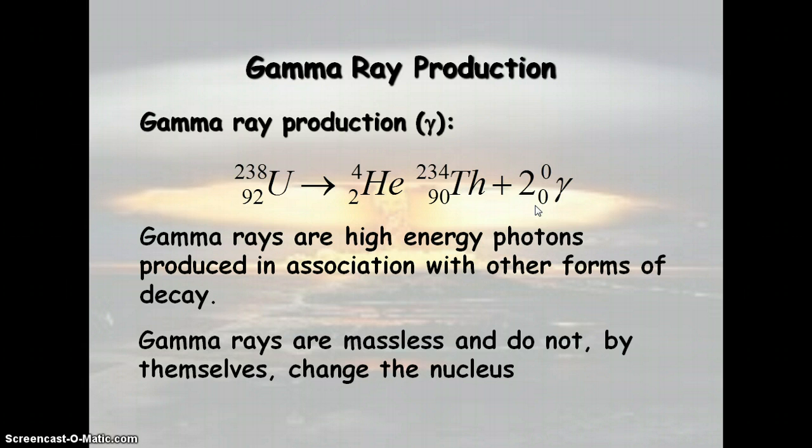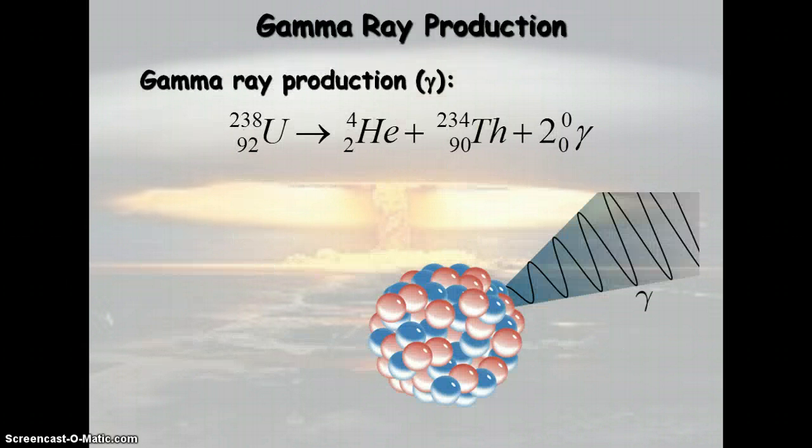So by themselves they can't change the nucleus. They have to occur with another type of decay. All right, and here you see a depiction of a gamma particle.